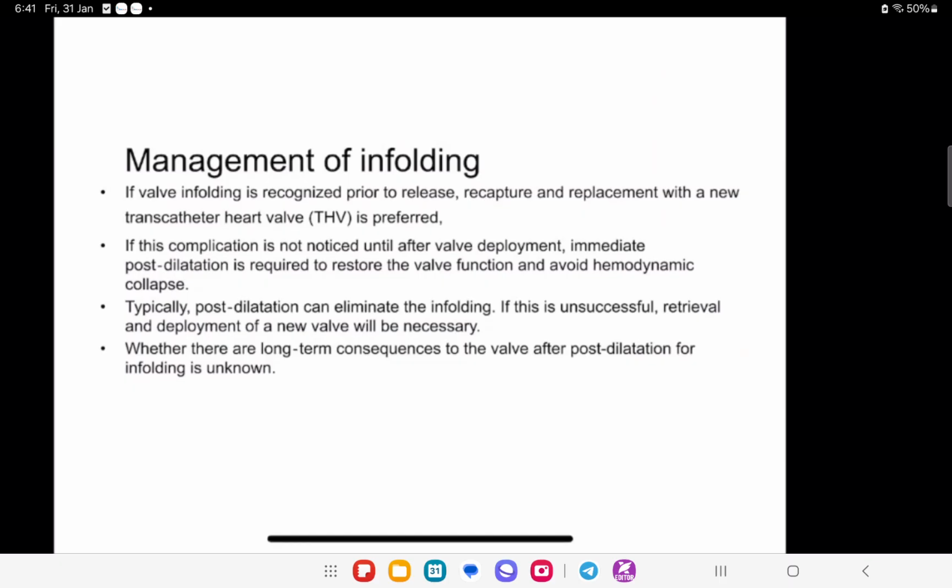Management of infolding. If valve infolding is recognized prior to release, recapture and replacement with a new transcatheter heart valve is preferred. If this complication is not noticed until after valve deployment, immediate post-dilatation is required to restore the valve function and avoid hemodynamic collapse. Typically, post-dilatation can eliminate the infolding. If this is unsuccessful, retrieval and deployment of a new valve will be necessary. Whether there are long-term consequences to the valve after post-dilatation for infolding is unknown.